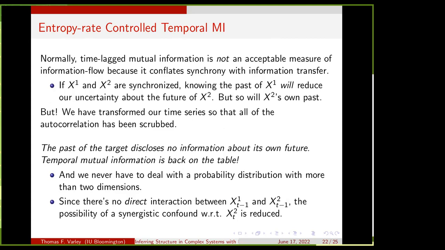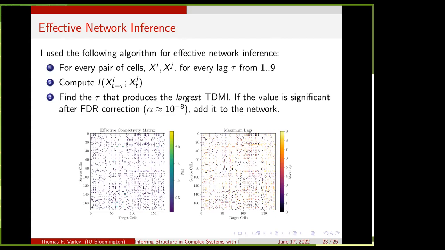I like him. And then so for the effective network inference, what I did was for every pair of cells, for every lag from 1 to 9, I compute the time-lagged mutual information. I find the lag that produced the largest value, and then if that value is significant after FDR correction, that should be a -9, not a -8, then I add it to the network, okay? And so here you've got an effective connectivity matrix. The range of values is about the same as we were seeing in the functional connectivity, which is nice. It's a little denser than I thought it would be, but that's fine.